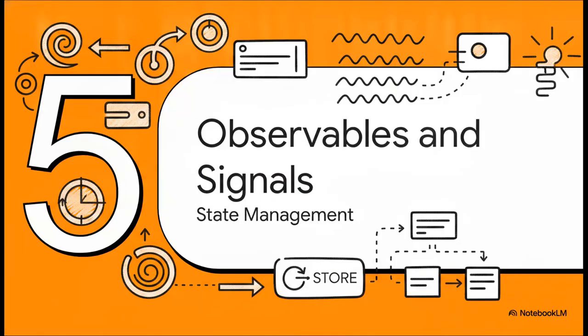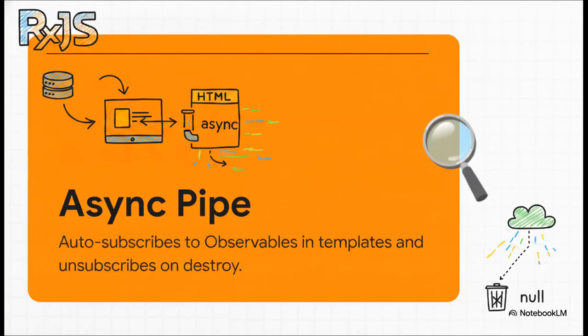All right, Pillar 5, observables and signals. This is where we get into state management, which has seen some massive evolution in Angular. Starting with classic RxJS, we have the incredibly powerful async pipe. Say you make an HTTP call that returns an observable.